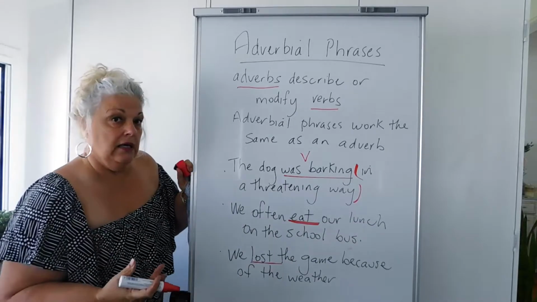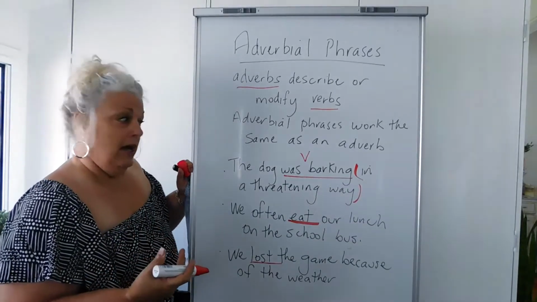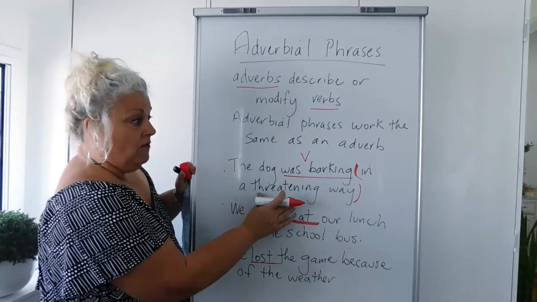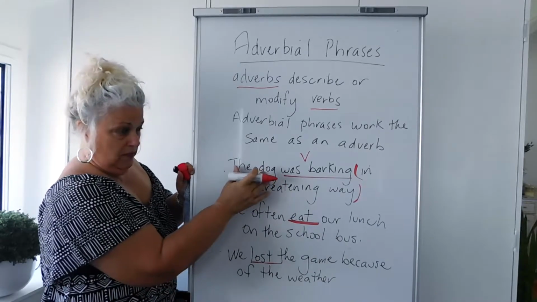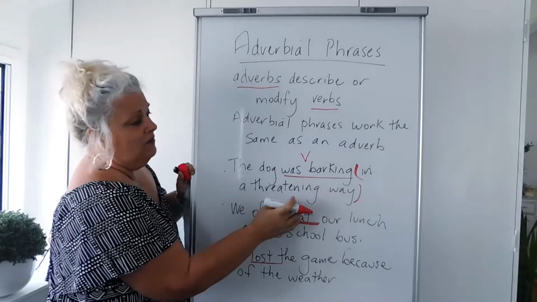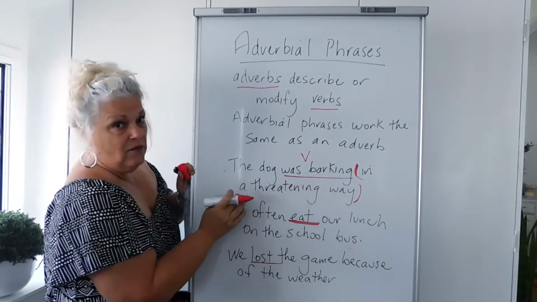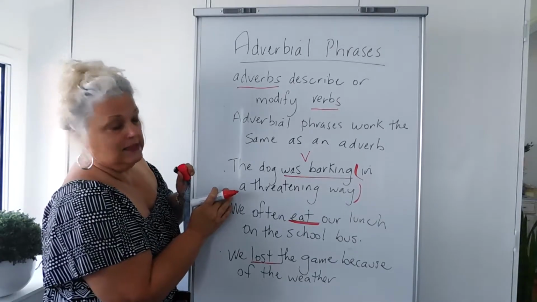How was it barking? It was barking not in a friendly way, but in a threatening way. So, it modifies the verb. It does not modify the dog. It's not describing the dog, it's describing the way it was barking. And if it describes the verb, it's an adverb. And if it's a group of words that describe the verb, it's an adverbial phrase.